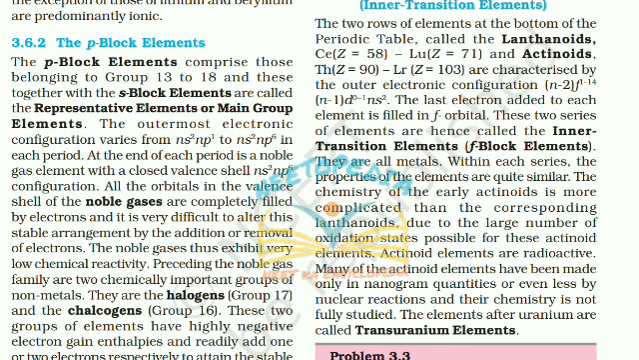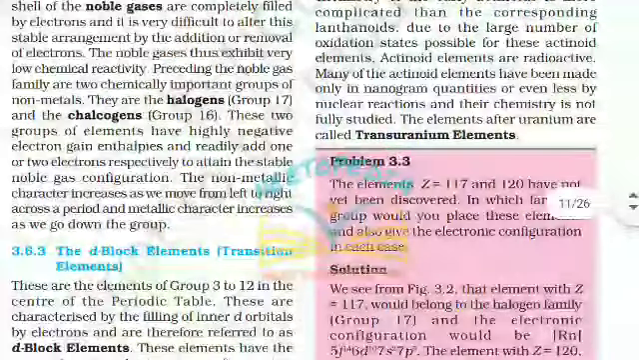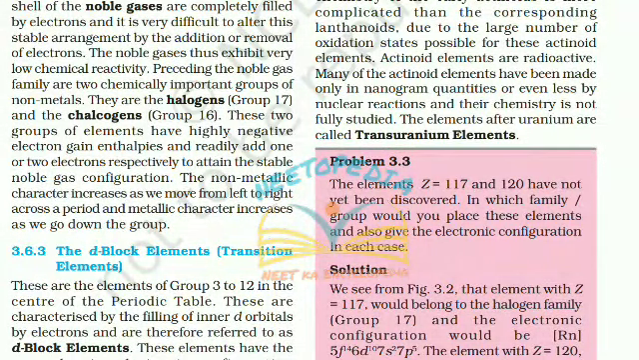Preceding the noble gas family are the two important groups of nonmetals. They are the halogens, that is group 17, and the chalcogens, that is group 16. These two groups of elements have highly negative electron gain enthalpy and readily add 1 or 2 electrons respectively to attain the stable noble gas configuration. The non-metallic character increases as we move from left to right across a period, and metallic character increases as we go down the group.